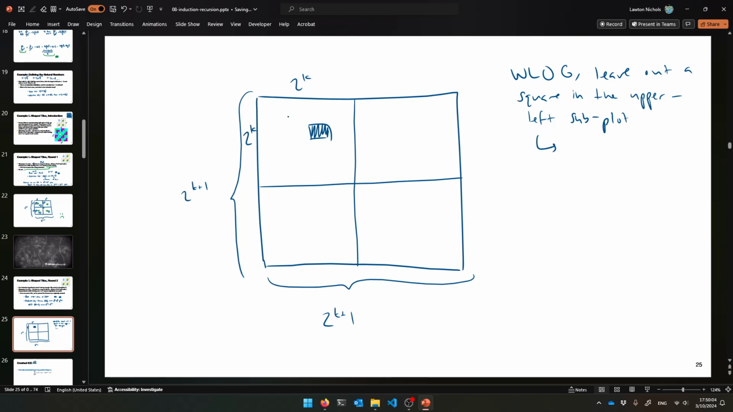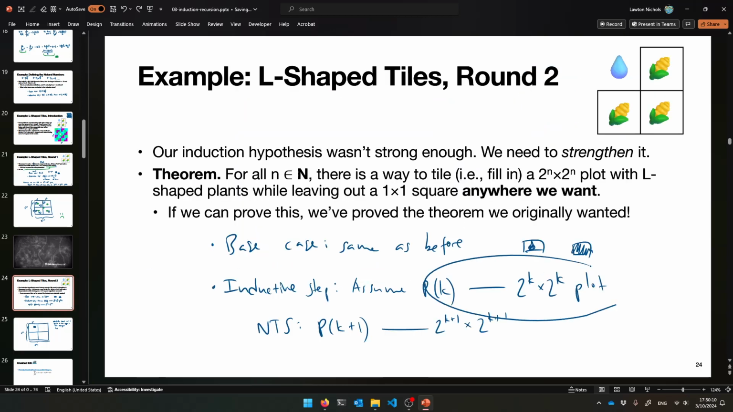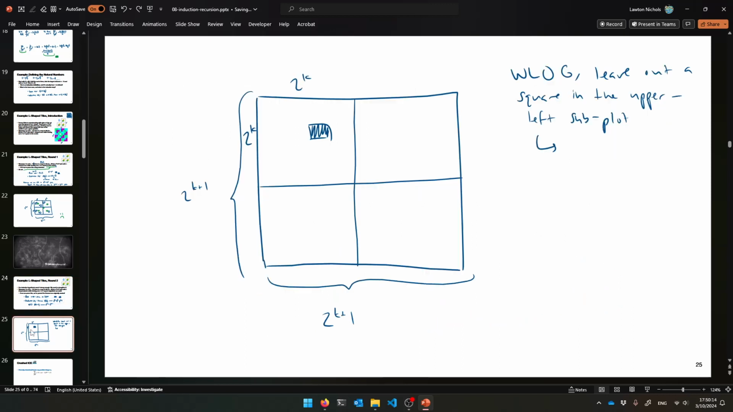Well, this is a 2^k by 2^k plot. We know how to do that, right? By the inductive hypothesis, which was telling us we could fill a 2^k by 2^k plot anywhere we like, and leave out a square anywhere we like. So this one we get for free. Like, we can fill that in perfectly for free. The inductive hypothesis gives us that. We can do this by the inductive hypothesis, or IH for short.